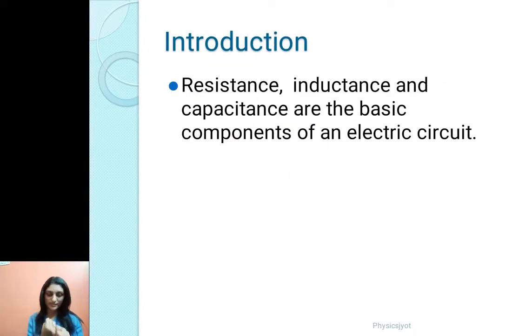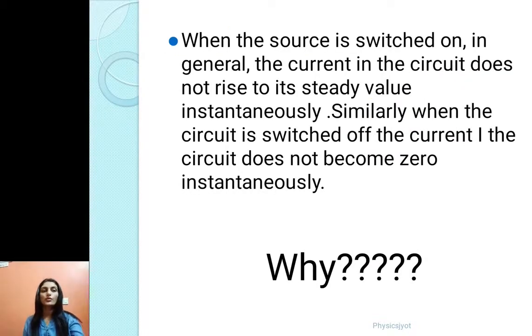We know that resistance, inductance and capacitance are the basic components of any electric circuit. So when the source is switched on, in general, the current in the circuit does not rise to its steady value instantaneously. Similarly, when we switch off the circuit, that time also the current does not become zero instantaneously. So why is this not happening?